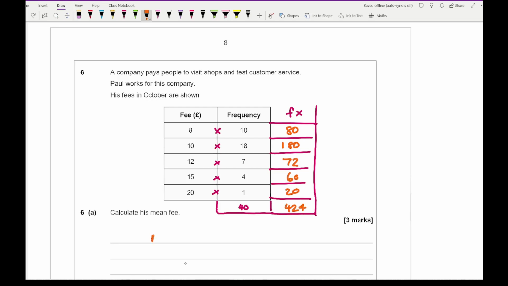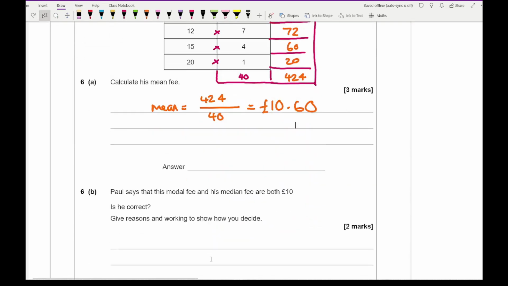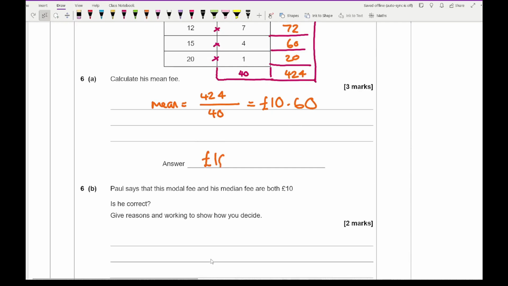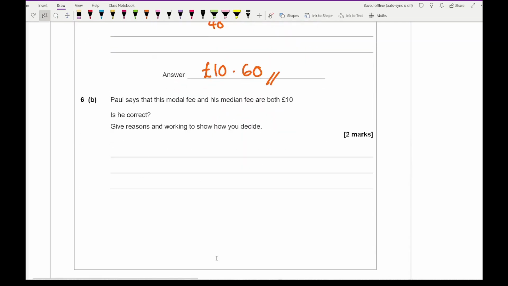Then to work out the mean, it's the total of fx, which is 424, divided by the total frequency, which is 40. And if I type that all into my calculator, I get an answer of 10.6. Because it's dealing with money, I want to add a 0, so the answer is £10 and 60 pence. It then says Paul says that the modal fee and the median fee is both £10.